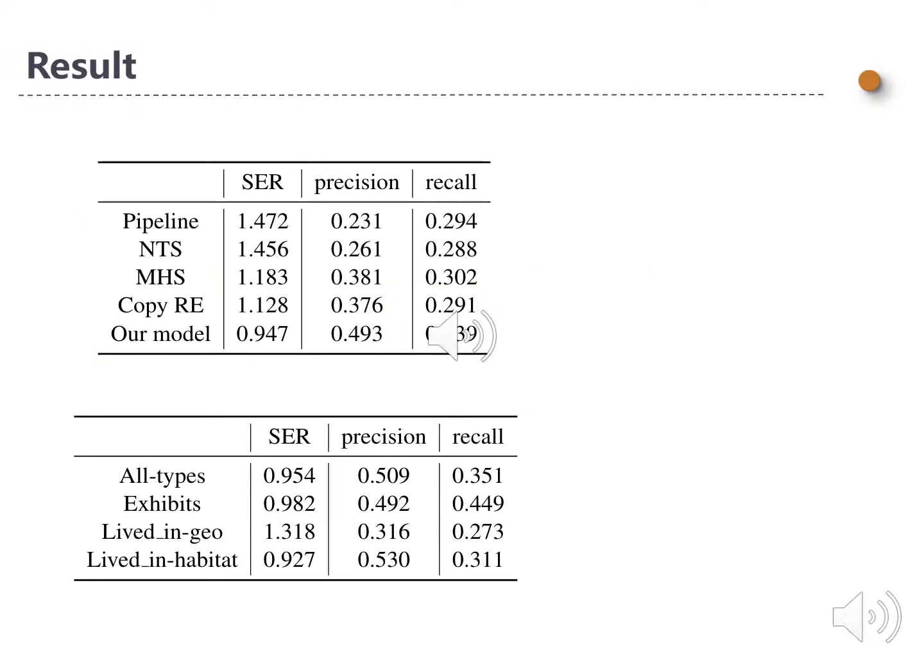The evaluation results show that our method achieves the best performance on all metrics, including slot error rate, precision and recall, in the bacteria biotope Rel plus NER subtask. Our model achieves improvements on BB dataset comparing with the other 4 models. Particularly, our model significantly outperforms the pipeline baseline by 0.525 SER.